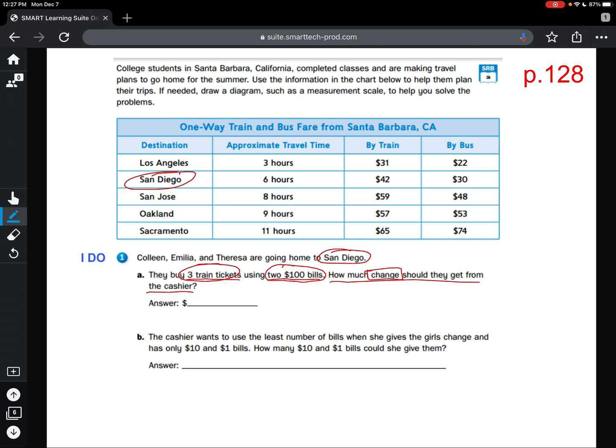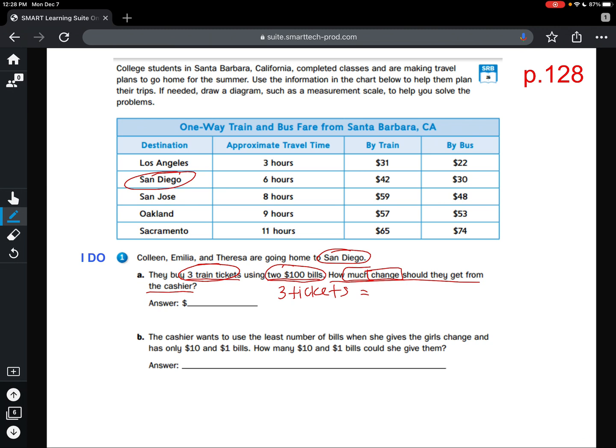So now I've circled my numbers, I've underlined my question, I've boxed my action words. Change, that tells me how much they're getting back. And then now I need to evaluate. And then I'm going to solve. So I know that 3 train tickets, they got 3 tickets, and let's figure out how much that costs.